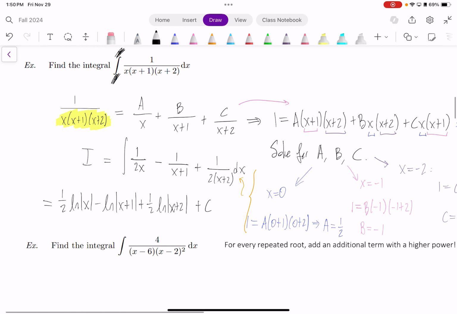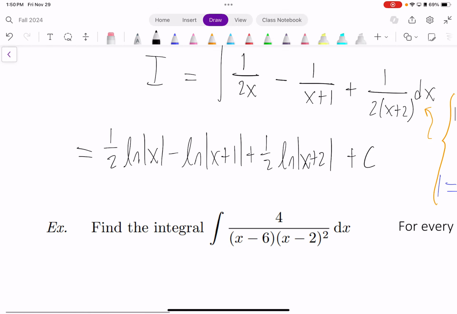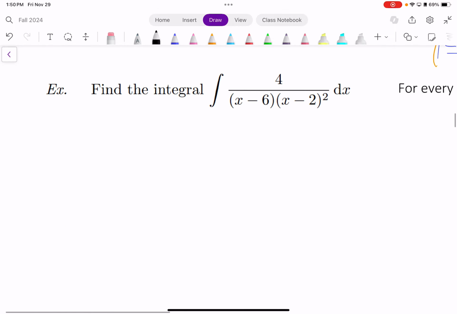Okay, let's keep going. So, how do we do partial fraction decomposition when we have a repeated root?